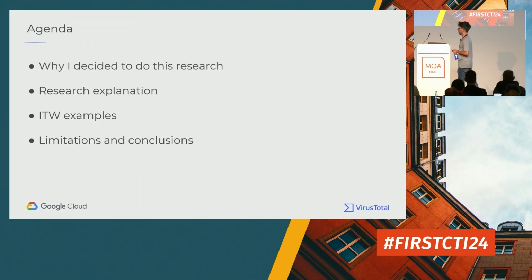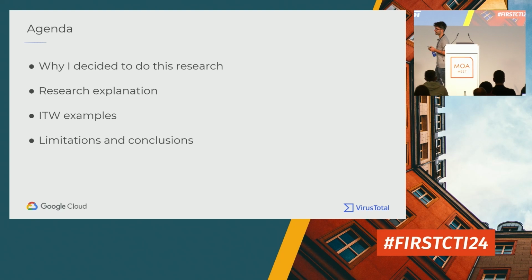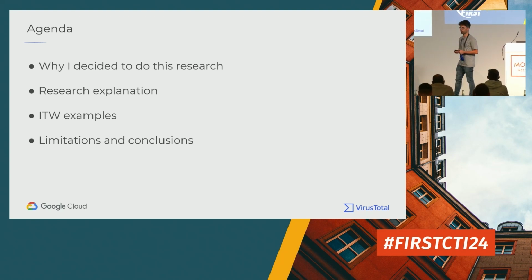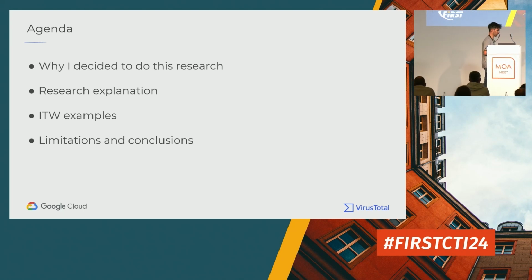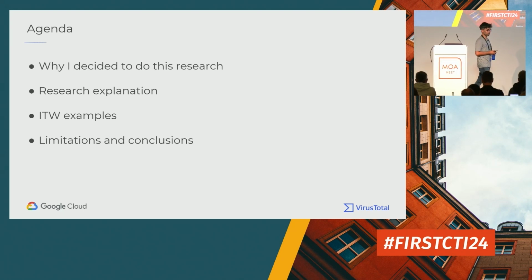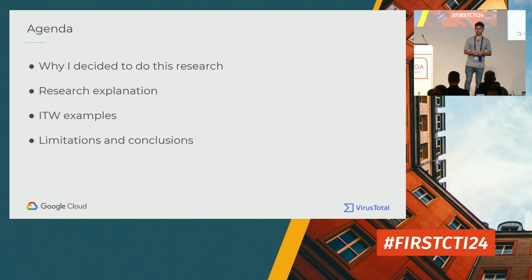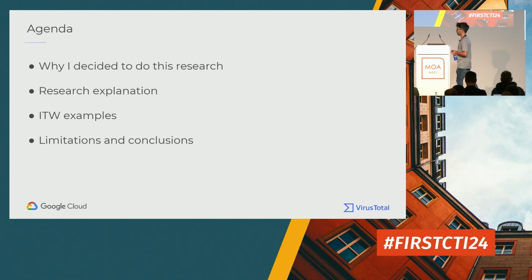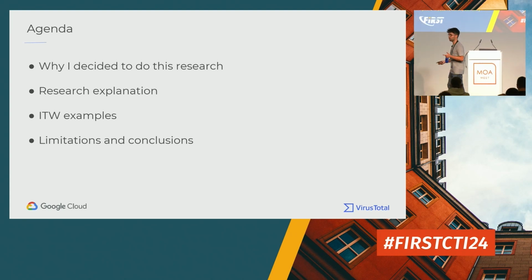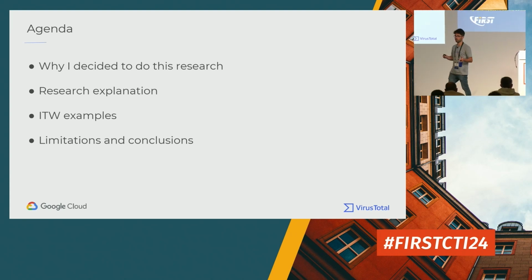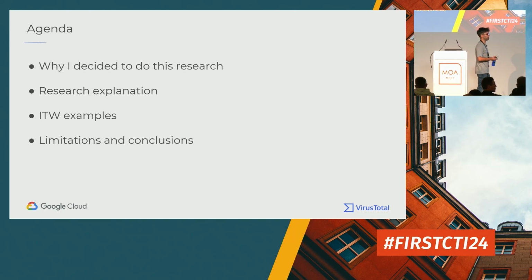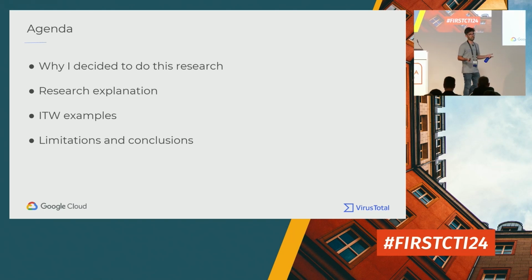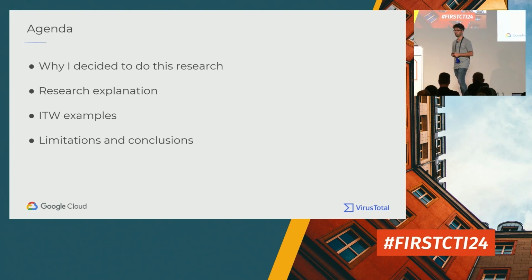So this is the agenda for today. First of all, I will explain why I decided to do this research, because it's important to know, just to understand the rest of the presentation. The second point is the research explanation itself, the results that we had. And also, we are going to see some in the wild examples related to APTs and cybercrime groups that we have observed and were tracking using this, let's say, new technique to do pivoting and also threat hunting. And finally, I will explain some limitations and conclusions about the research.